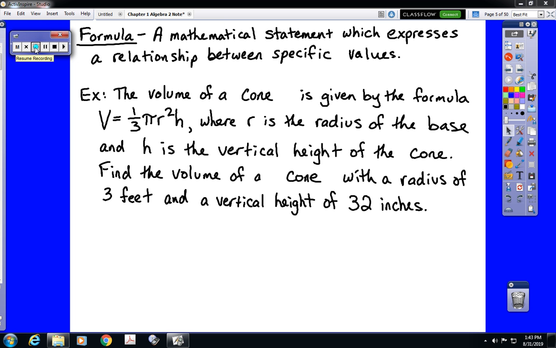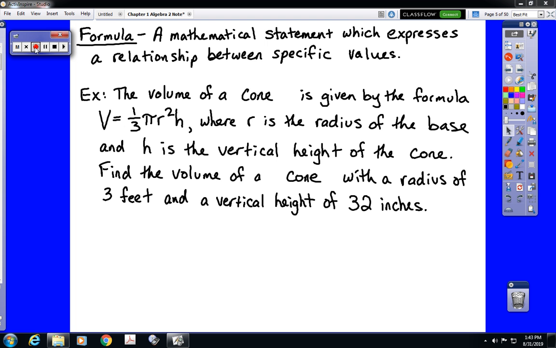This is the second video for the Chapter 1, Section 1 notes in your Glencoe McGraw-Hill Algebra 2 textbook. This video will cover formulas and how to use them, which again is a skill we should already have. A formula is defined as a mathematical statement which expresses a relationship between specific values.